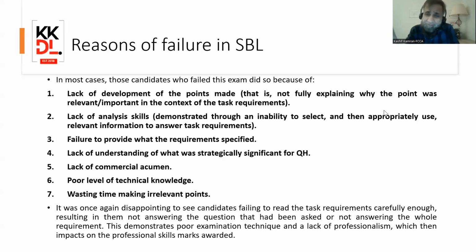So these are the seven reasons the examining team is giving us for why they believe students are failing the SBL paper. Just a quick recap: a lack of point development, a lack of analysis skill, failure to provide what the requirement is asking for, lack of understanding of why something is strategically important for the given organization, lack of commercial acumen, poor technical knowledge, and wasting time making irrelevant points. Try to ensure you overcome them before your upcoming exam papers for SBL.